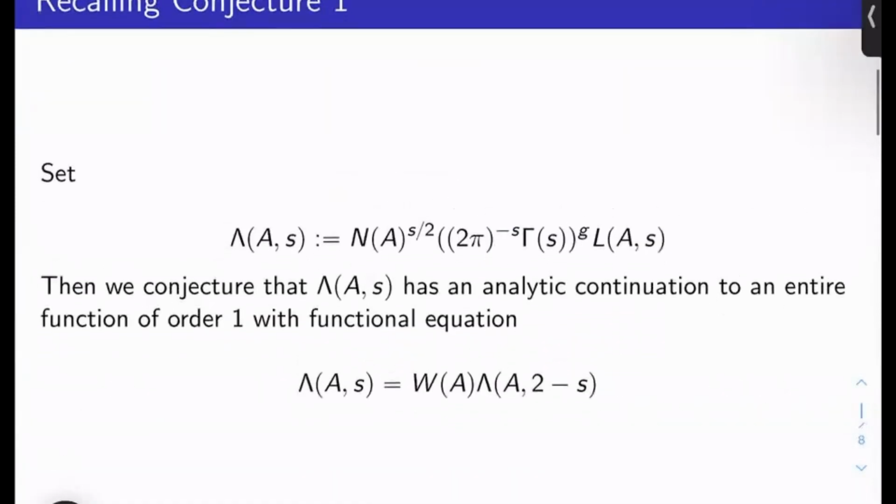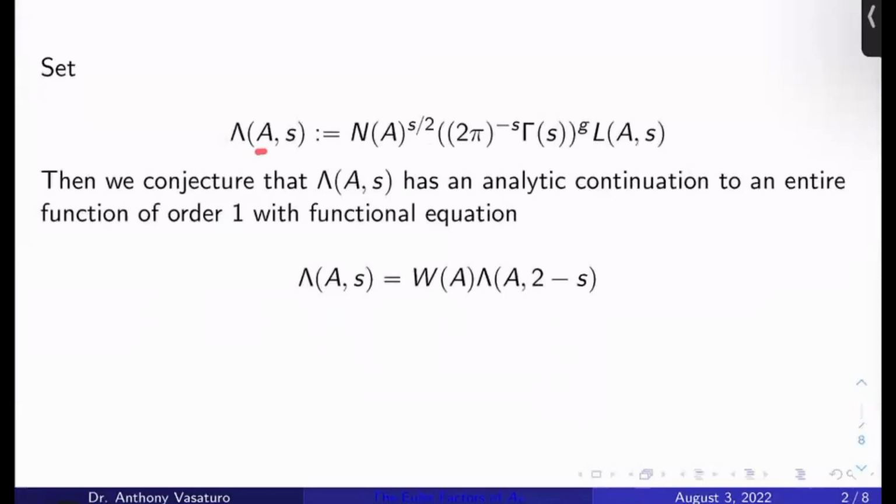Okay, so let's recall conjecture 1. Take an abelian variety A over Q. Let lambda of A, s be N(A) to the s over 2 power, where N(A) is the conductor of A, times (2 pi) to the negative s, gamma of s, all to the g power, times L(A, s), where L(A, s) is the L function of A. We conjectured that lambda(A, s) has an analytic continuation to an entire function that has functional equation lambda(A, s) equals W(A) lambda(A, 2 minus s), where W(A) is called the root number of A.